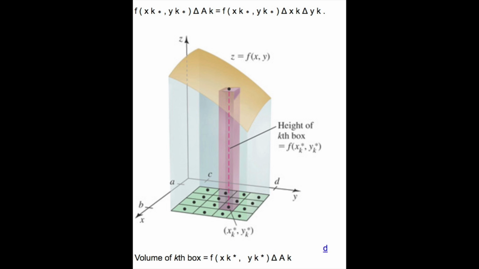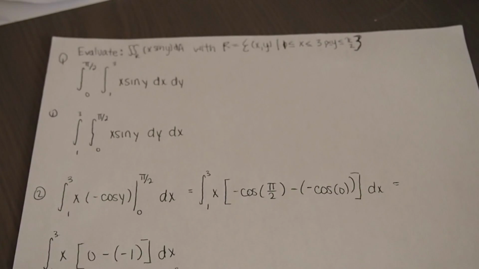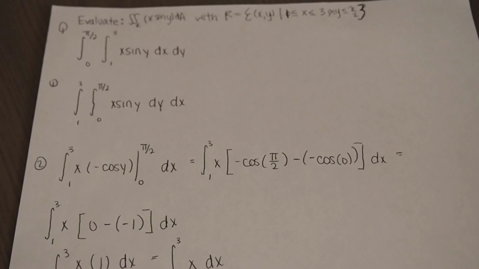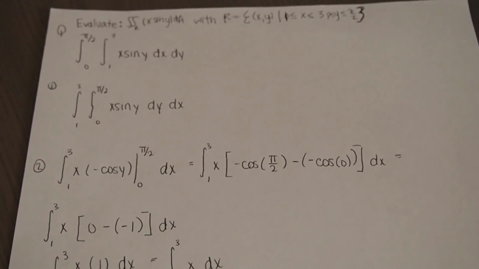Then the volume of one of these rectangular prisms is f of x_k and y_k, delta A. As we learned with Riemann sums, if we take the limit of the sum of an infinite amount of rectangles, we actually get the area under the curve. If we take the limit of the sum of an infinite amount of volumes of these rectangular prisms, we will actually find the volume under a surface z equals f of x and y. So today I'll be showing you how to find the volume using double integrals for a rectangular region.